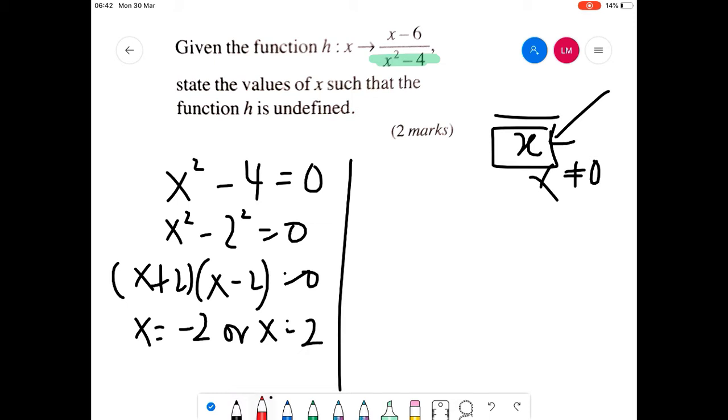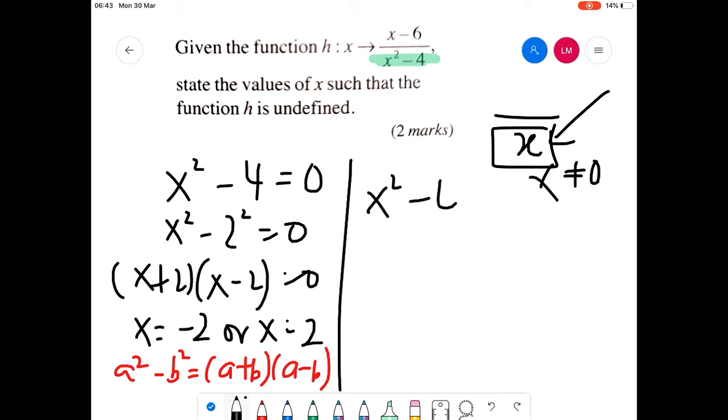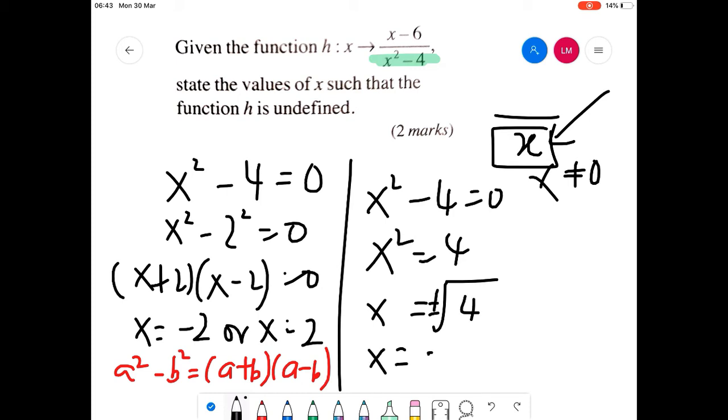Okay, so this is a concept where a squared minus b squared is equal to (a plus b)(a minus b). We are using this concept. Okay, while another way, if you can't remember, you also can use this method. x squared equal to 4. So when you bring the square to the other side, it becomes square root, plus and minus. So your x will also get the same answer, negative 2 or 2.